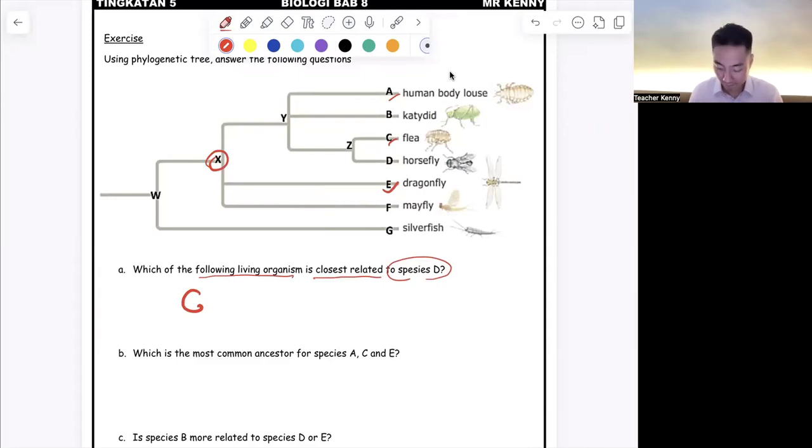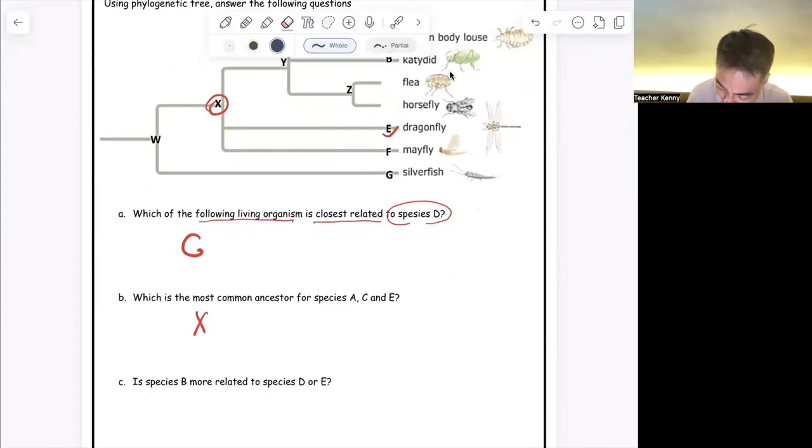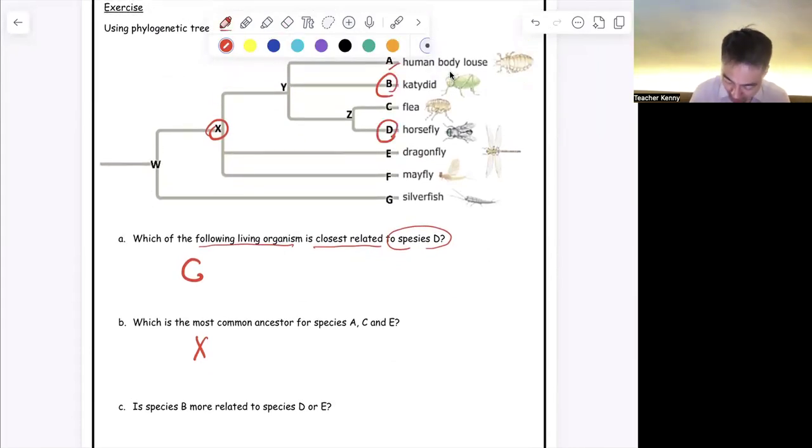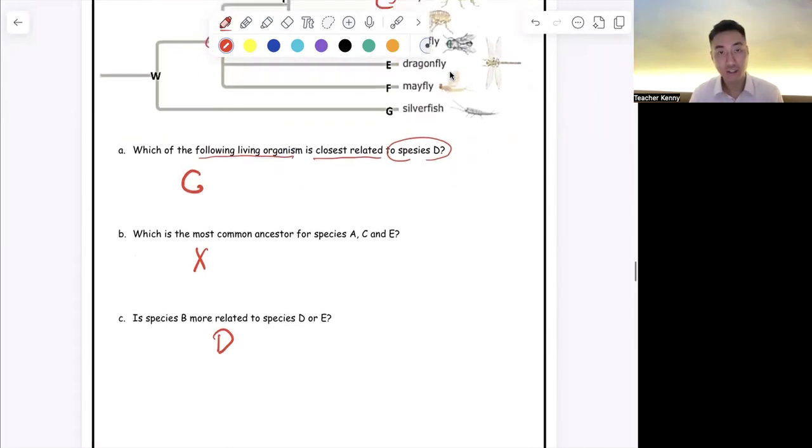Right? Next, which one is more related to B? D or E? Well, of course, it's D. Is B more related to D or E? B is more related to species D. There, easy.